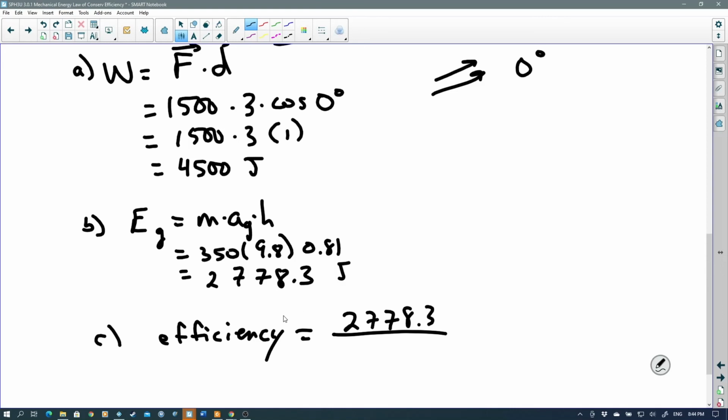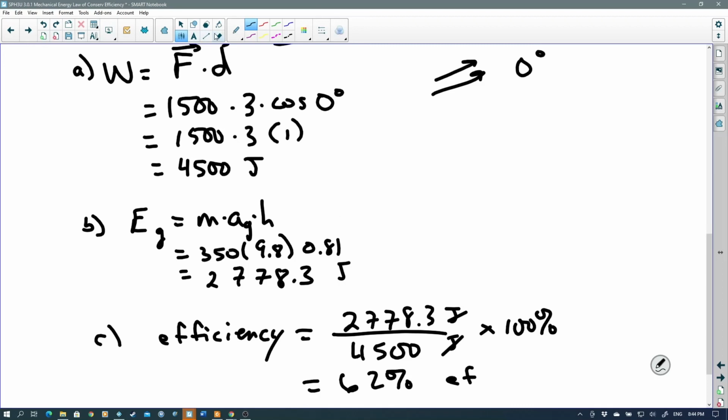How much energy did we put in to doing this? We put 4,500 joules of energy. And you'll notice that if I put joules and joules here, they cancel out. That's times 100%. And if we do that calculation, you end up with a 62% efficiency. 62% efficiency in doing this.